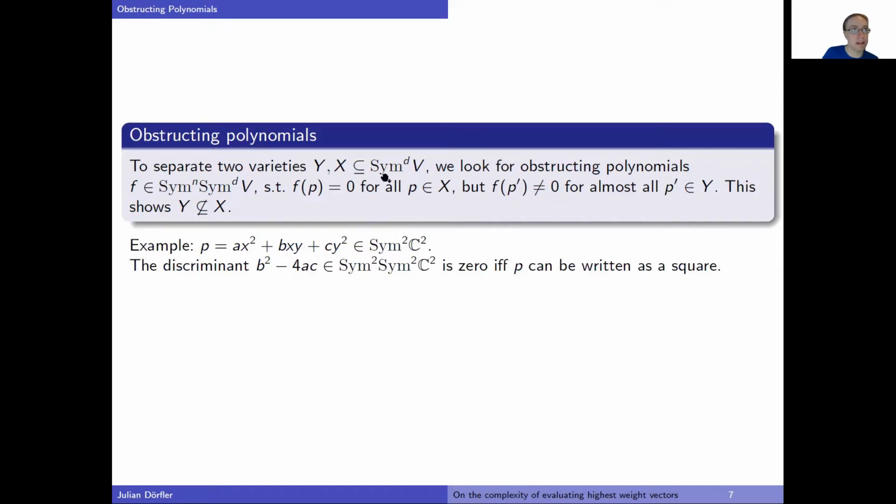So let's give an example here, because that notion of polynomials on polynomials might be unfamiliar. Let's take a generic polynomial of degree 2 in two variables, which would be ax squared plus bxy plus cy squared. The coefficients here are a, b, and c. We now have a polynomial in exactly these coefficients, which is the discriminant b squared minus 4ac. And it is well known that b squared minus 4ac is 0 if and only if p can be written as a square. So this separates the variety of all homogeneous degree 2 polynomials in two variables from those that can be written as a square.